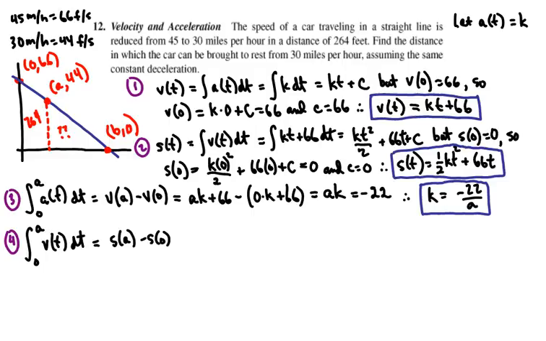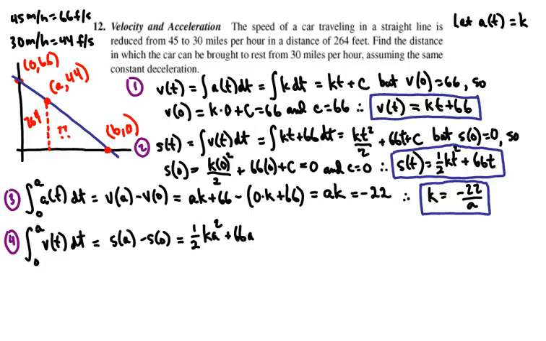But we do know by the fundamental theorem that the integral from 0 to a of v of t dt is the antiderivative of velocity, which is position, evaluated at the upper limit minus the antiderivative of velocity evaluated at the lower limit. So S of a gives us 1/2 k a squared plus 66a.